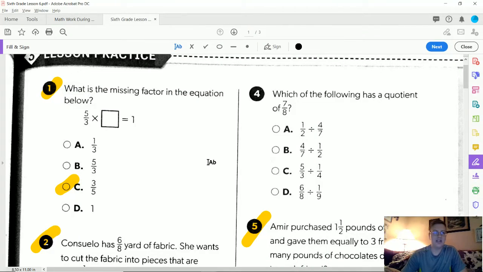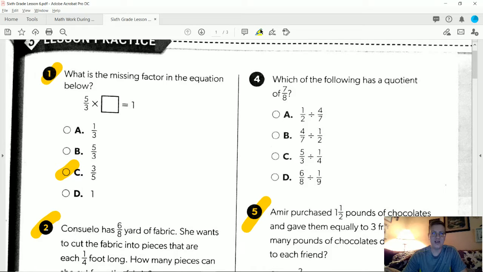He did find one mistake, which we will actually get to very early on in the questions. So let's go ahead and take a look at those. Number 1. What is the missing factor in the equation below? If I take this number and multiply by the inverse, that is going to give me my answer, which is going to be 3/5. 3/5 is the inverse of 5/3.